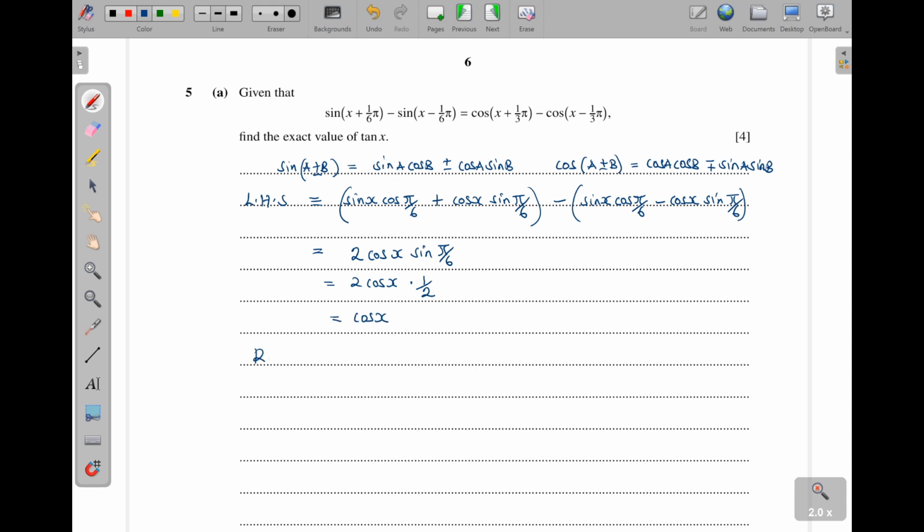Then let's go to the right side. The right side is given as cosine. So we shall have cos x cos pi over 3, then plus, because this one is a minus. No. I'm supposed to put a minus because this one is a plus, right? So minus sine of x sine of pi over 3.